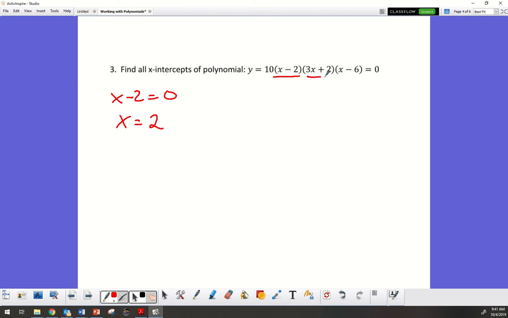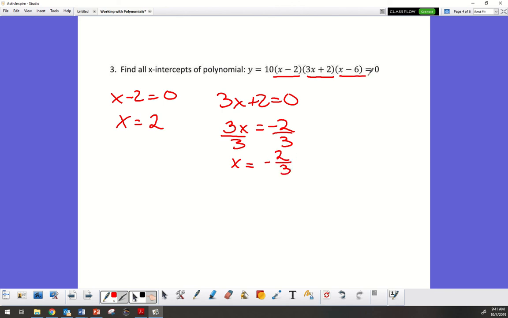Okay, for this one, set it equal to 0. 3x plus 2 equals 0. Minus 2 from both sides, right? So I have 3x equals negative 2, but that's not done, is it? Is x by itself? No. Now I have to do what? Very good. Divide by 3. So x is negative 2 over 3.